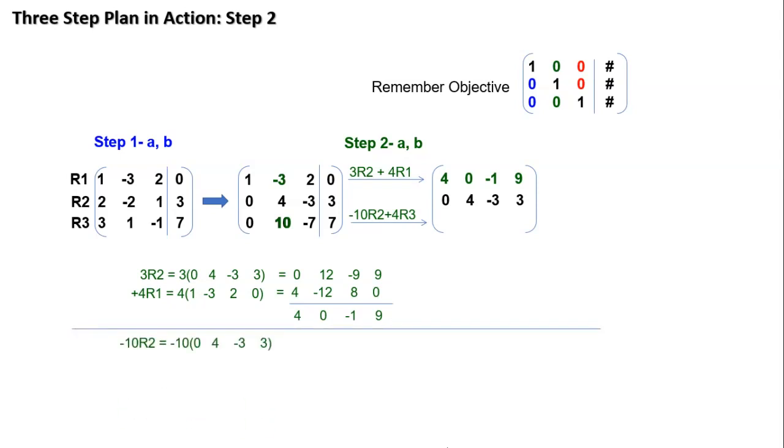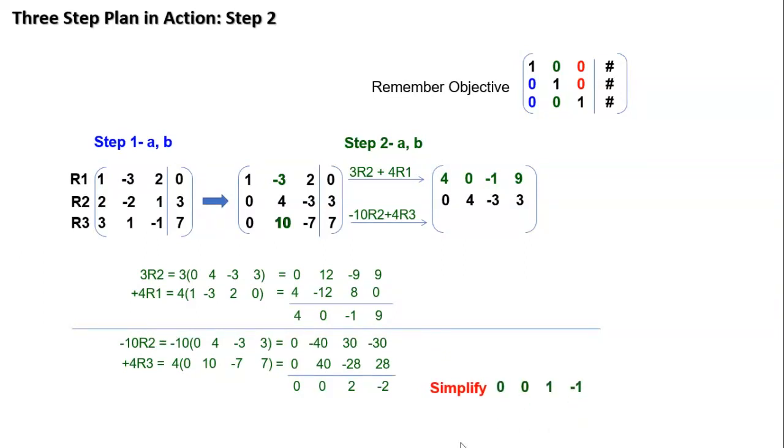Okay, now let's go ahead and get our new third line. So for our new third line, I'm going to multiply -10 to row 2, and then I'm going to multiply a 4 to row 3. And when I add these two rows together, I have 0, 0, 2, -2. So that's my new row 3. So we can simplify already here, okay, if you want to. And you only want to do this if this is possible, okay?